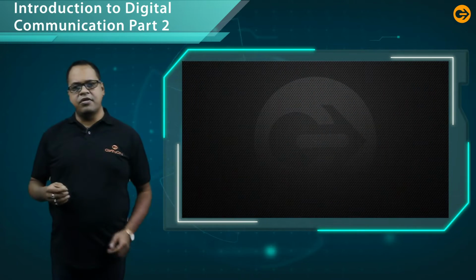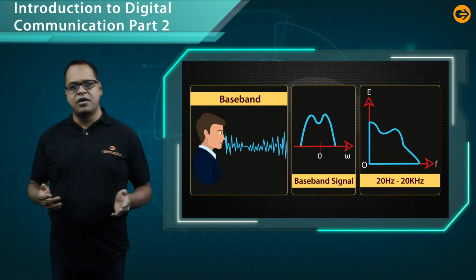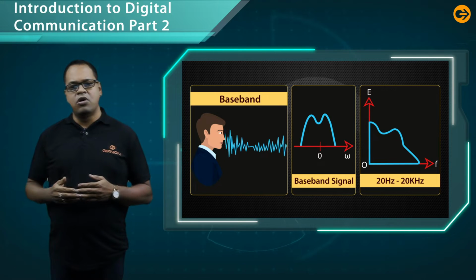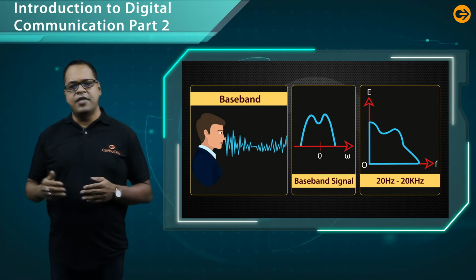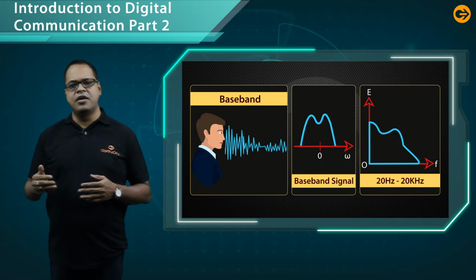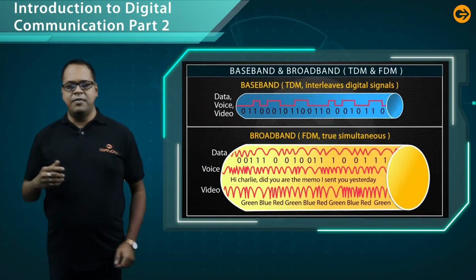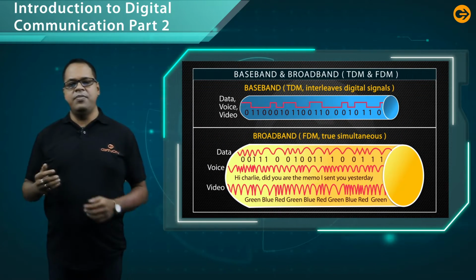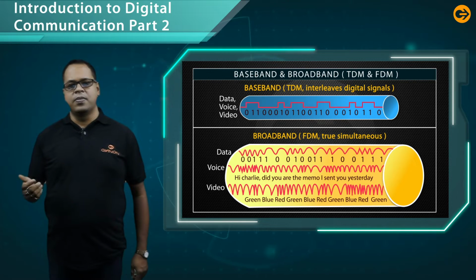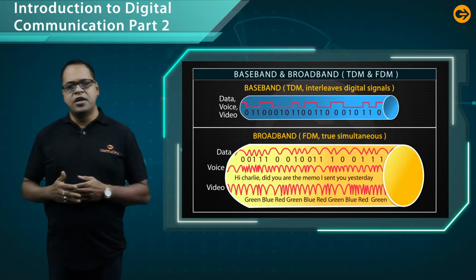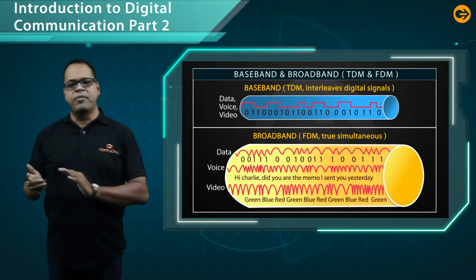Now let us discuss what is a baseband signal. Whenever a person speaks through a mobile phone or over a landline phone, the signal or the information generated is known as the baseband signal. The baseband signal may be generated by data, maybe voice, or maybe video. The data is obviously through the internet. This is in 0 and 1 format.